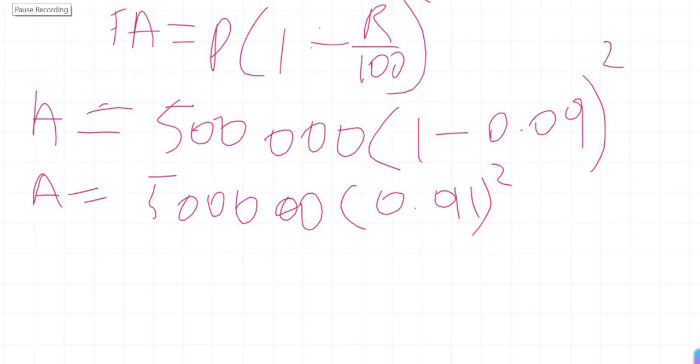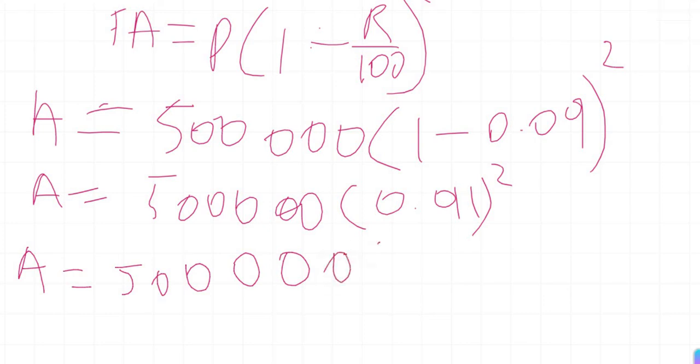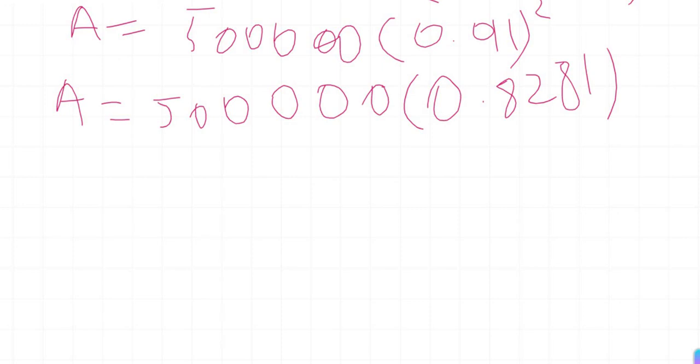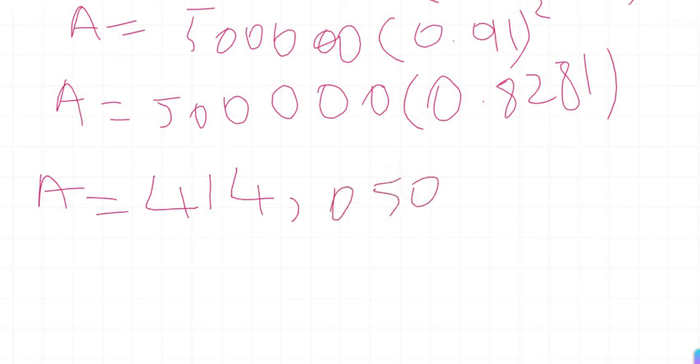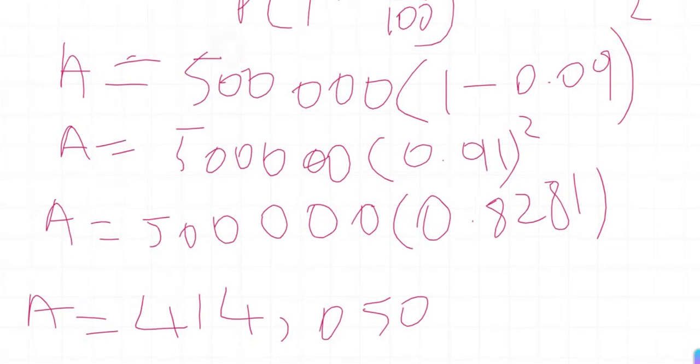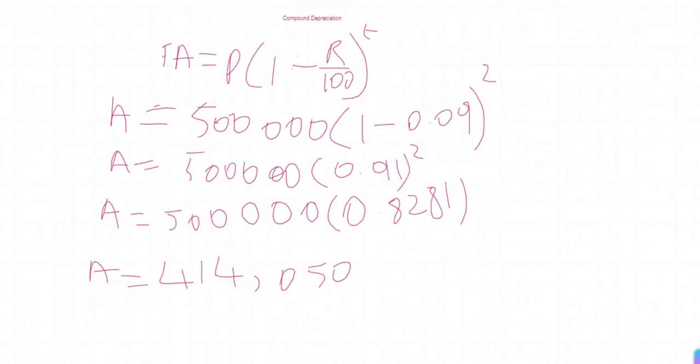Then we work on the exponent: 0.91 raised to 2 gives us 0.8281. So A is equal to 500,000 times 0.8281, and if you calculate this, the value of the car after 2 years will be $414,050. And there you go, depreciation, just done that simply.